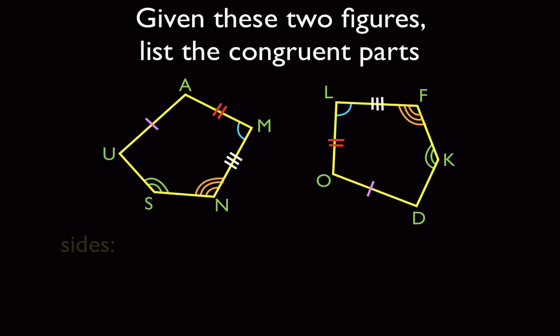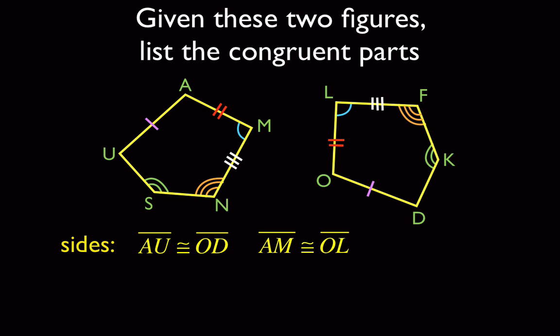Okay, so starting off with the sides, you can see we have 3 different sides here. We've got AU and OD, which both have the single purple. We've got AM and OL, which both have this double red lines. And finally, LF and MN. Okay, those are all line segments that have 3 dashes on there. Remember that 1 dash versus 3 dash does not mean that 3 is 3 times as big as 1. It's just a way of labeling something that we don't have a number to put on it.